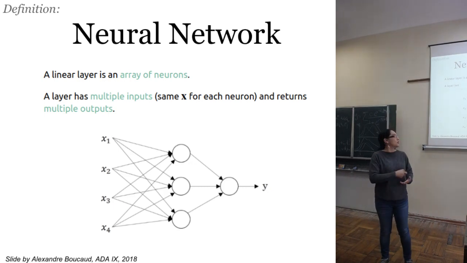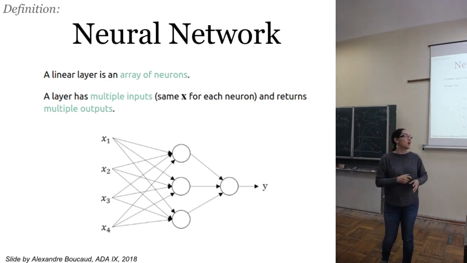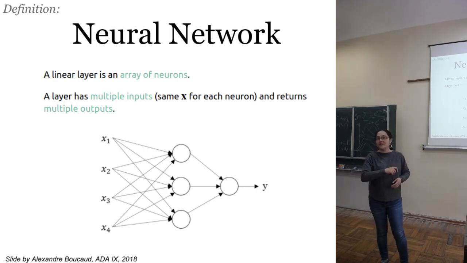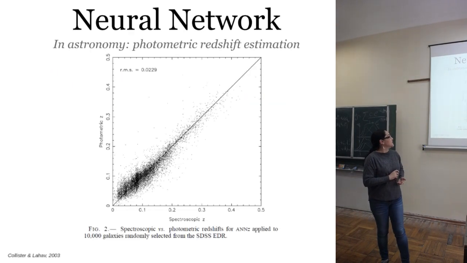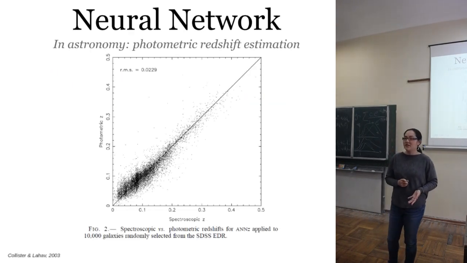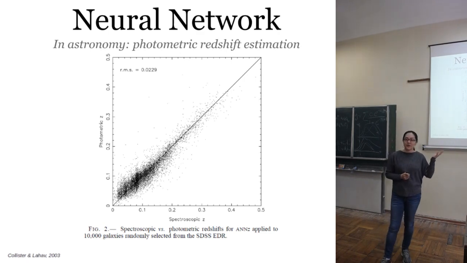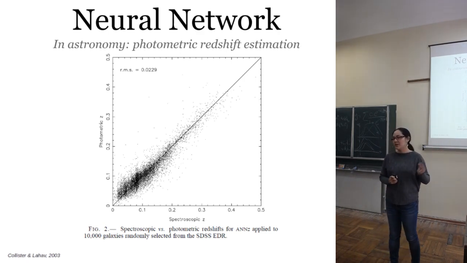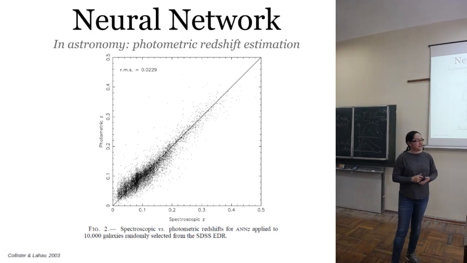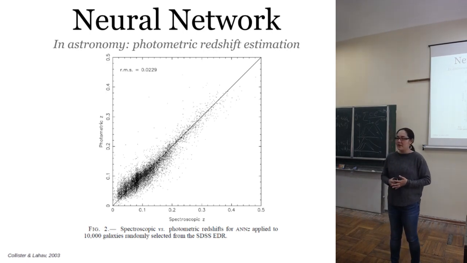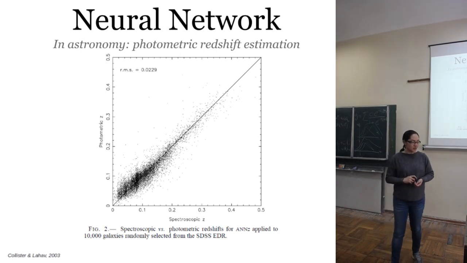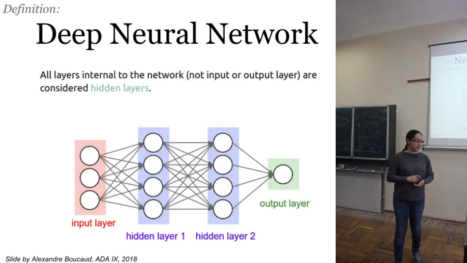When you're training your network, you input the features, in this case the magnitudes, and you know what the redshift is because you have a training sample. Then you find the weights corresponding to these nodes that will better reproduce your data. And this has been done for a long time in astronomy. This is from 2003, but I'm pretty sure that, at least for photometric redshift, this has been done since the 90s or so. It is pretty well established that it can give results comparable with other methods.